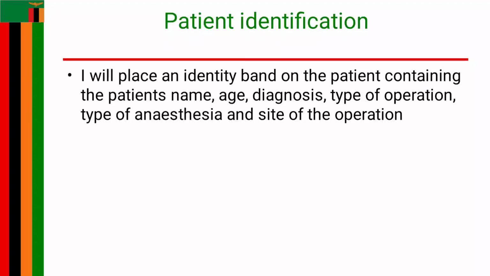The next heading is patient identification, and you can say I will place an identity band on the patient containing the patient's name, age, diagnosis, type of operation, type of anesthesia, and the site of operation.